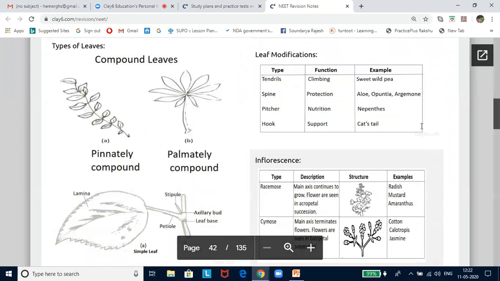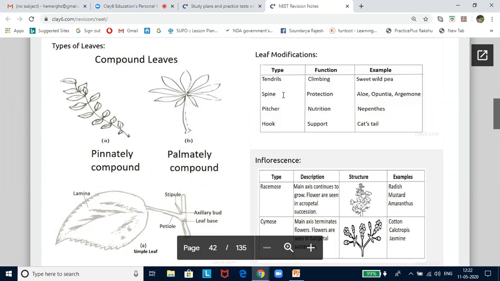Now let us look at the leaf modifications. There are many modifications, but these are very, very important. One is the leaf tendril. Stem tendril is also there, and leaf tendril is also there. It is for the purpose of climbing, as in sweet pea. So this is a leaf tendril.